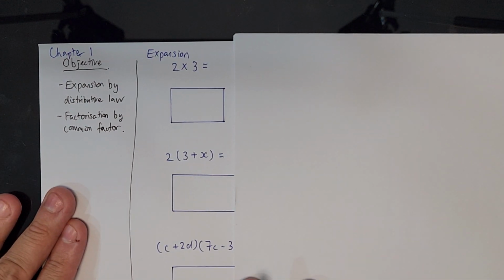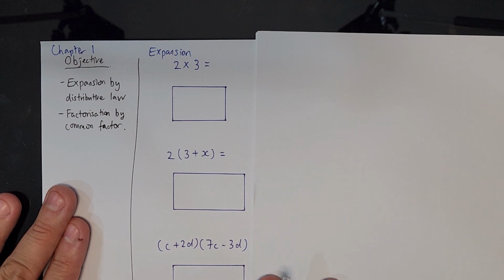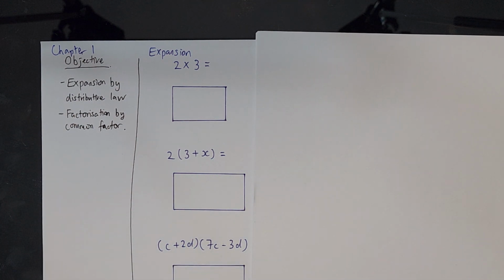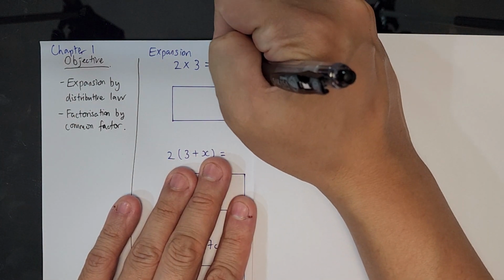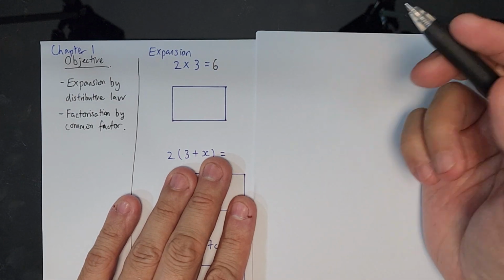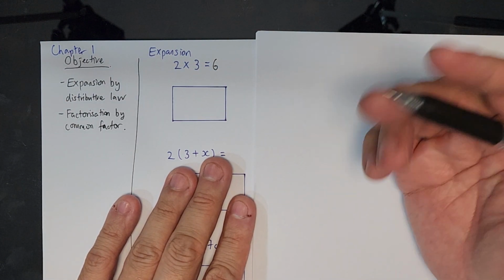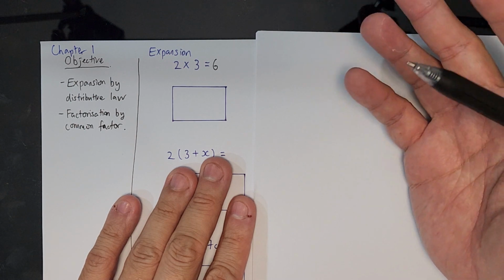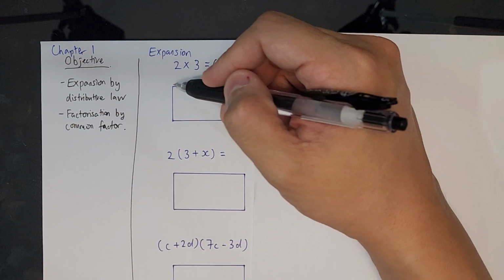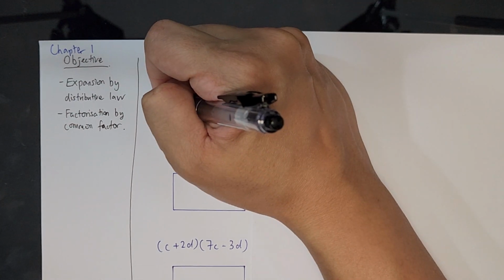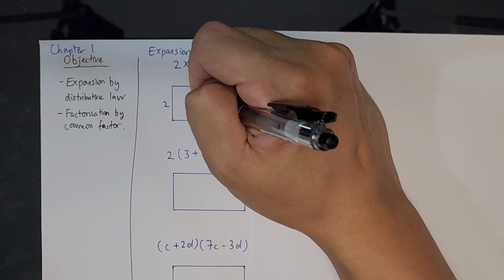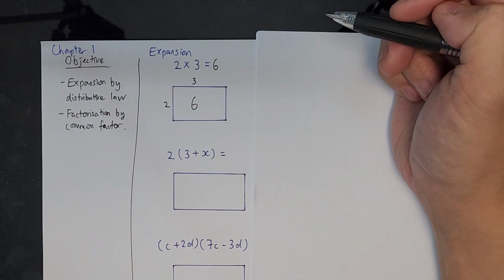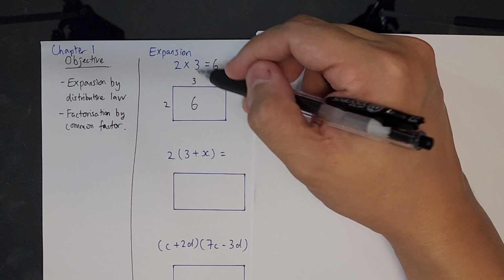So first let us look at expansion. What is expansion? First example here, I have 2 times 3. All of us know the answer is 6. What we want to recap here is what it means. 2 times 3 equals 6, what does this 6 mean? You can think of it like a rectangle of length 3 and breadth 2. 2 times 3 is 6, so you can think of expansion as finding the area of a rectangle.